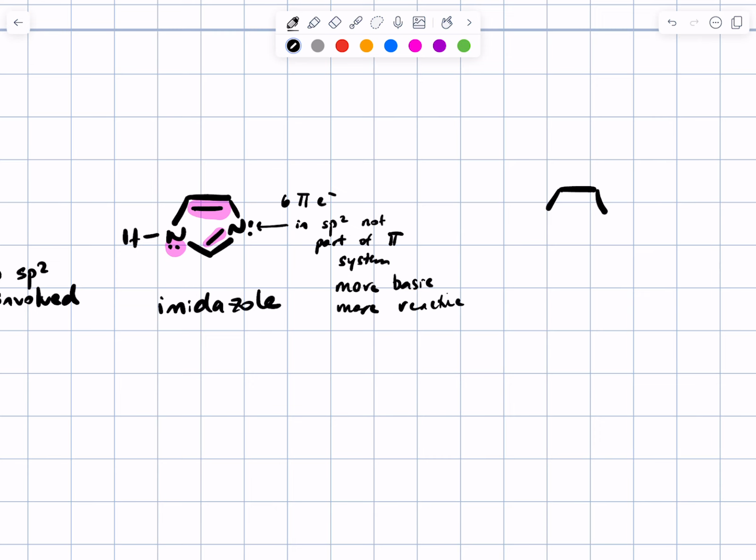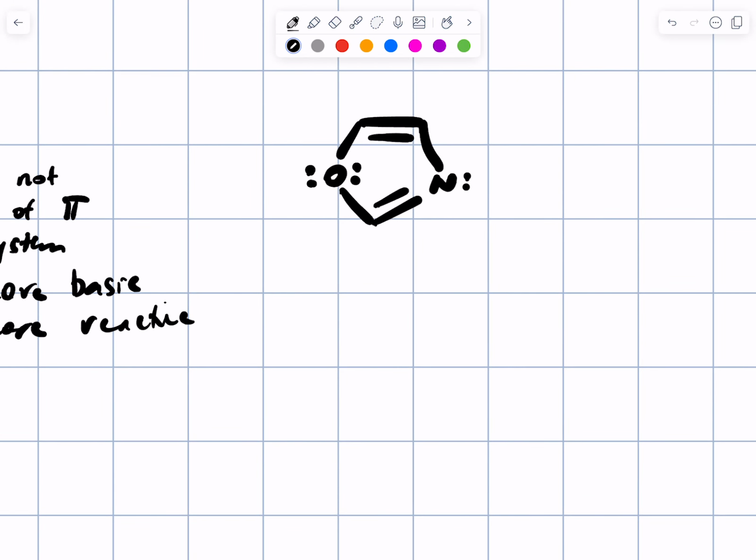This one's called oxazole, because instead of imidazole, one of the nitrogens is replaced with an oxygen. This one's fun because the oxygen has 2 lone pairs. So, how many pi electrons does this molecule have? 1, 2, 3, 4. Do we have 6, 8, 10? Okay, 6.